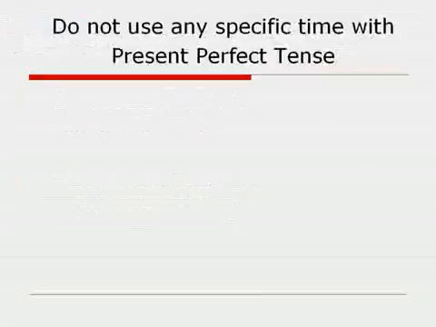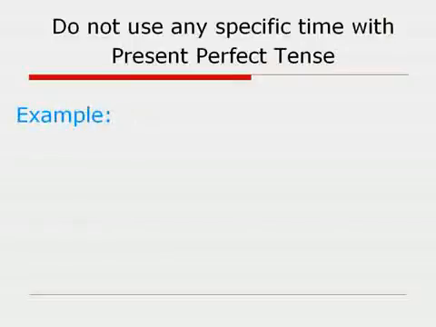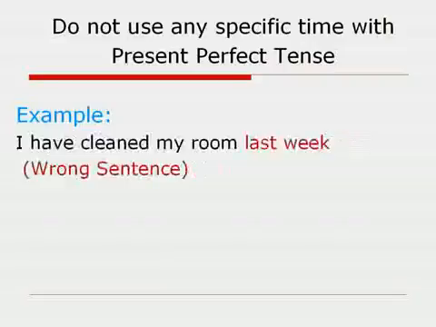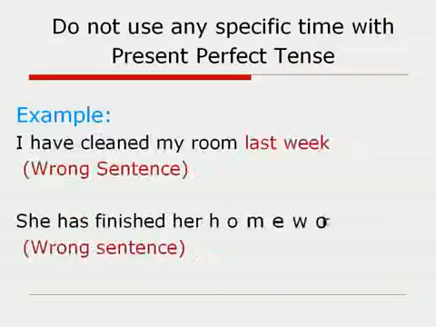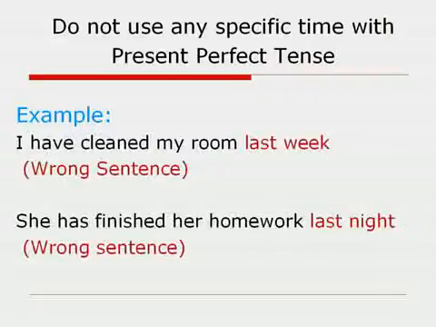Do not use any specific time with present perfect tense. Please remember that mentioning time is the basic difference between past simple and present perfect tense. In past simple, you have to show a specific time, and in present perfect tense, you cannot show any specific time. For example, I have cleaned my room last week. This sentence is wrong. Likewise, she has finished her homework last night. This sentence is also wrong.